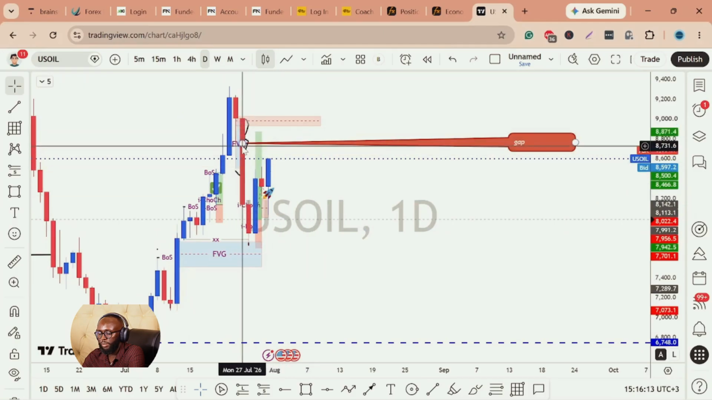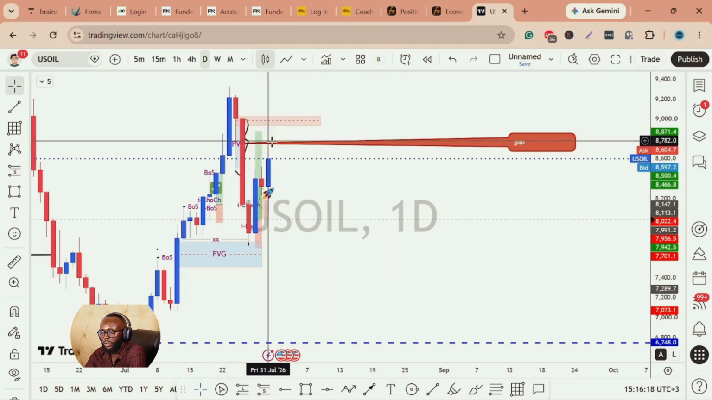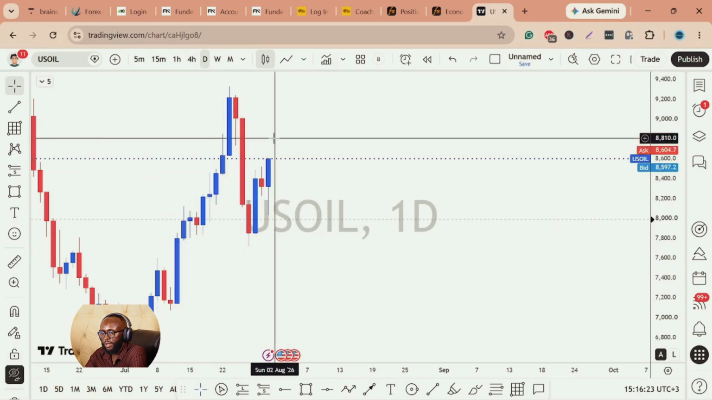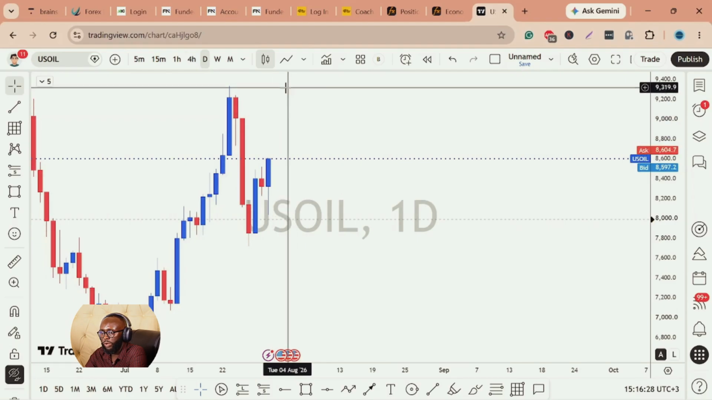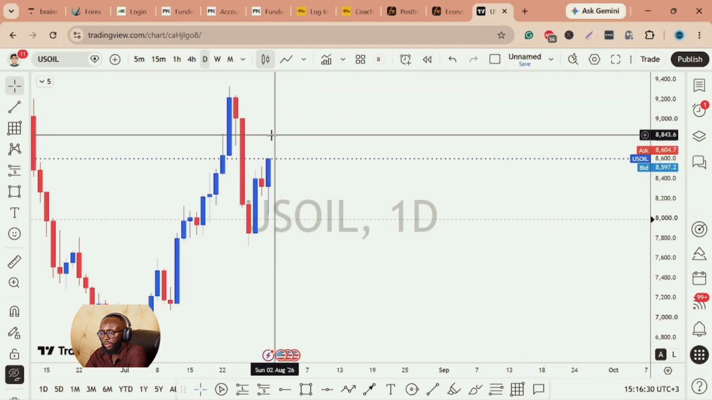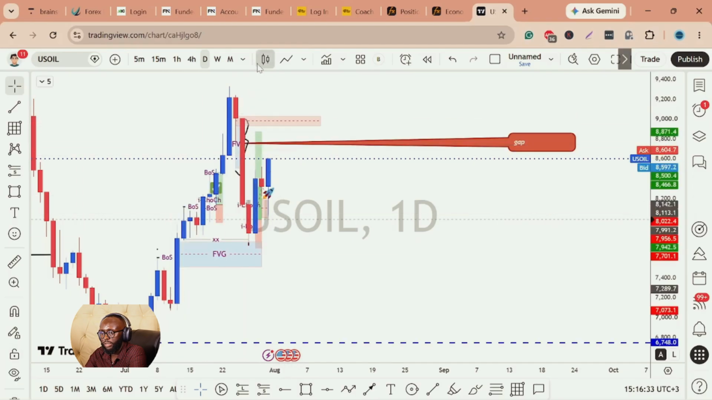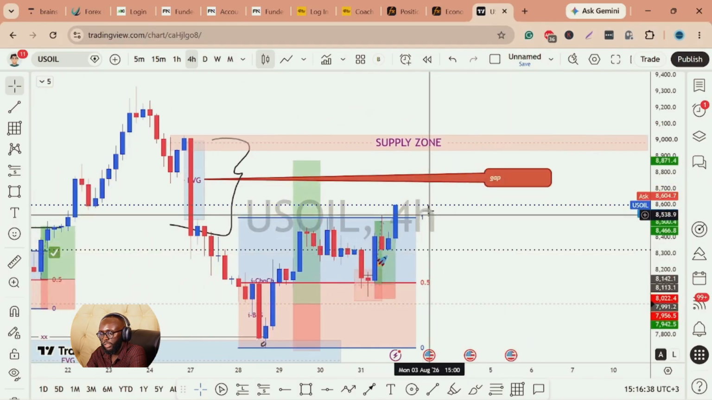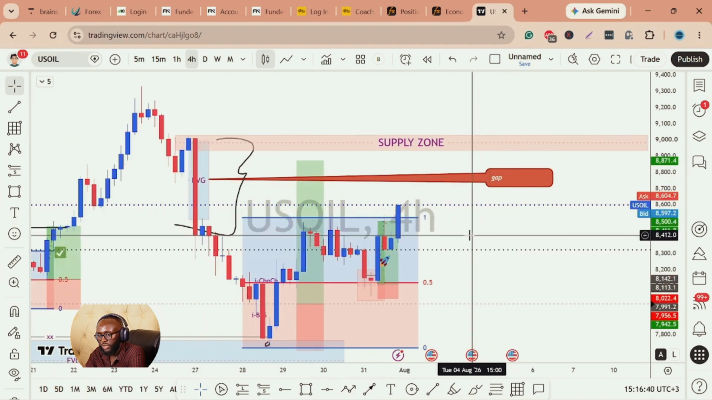So I think this one I mentioned in my previous weekly market analysis. So if at all US oil is able to push to these levels here, where we have this imbalance, filling this imbalance, and again where we have this daily order block, or rather supply zone, then that would be an interesting move to catch.